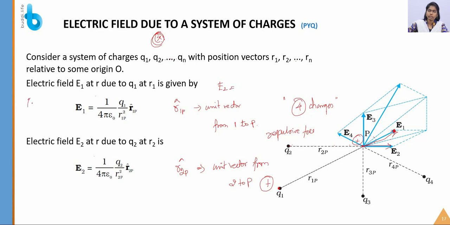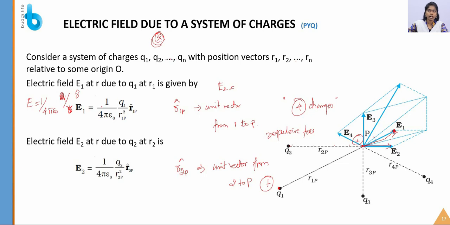We already know this formula. I will write here E equals 1 by 4 pi epsilon naught Q, which is the source charge, divided by r squared, where r is the distance between the source charge and the point. R cap is nothing but a unit vector. So in this formula we are going to substitute this data here.